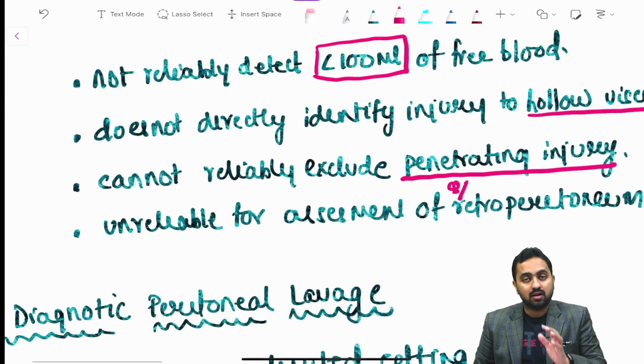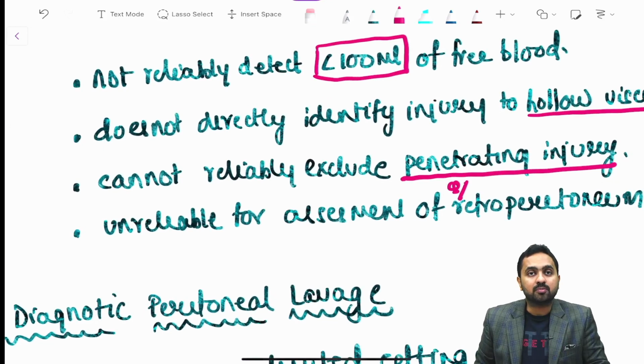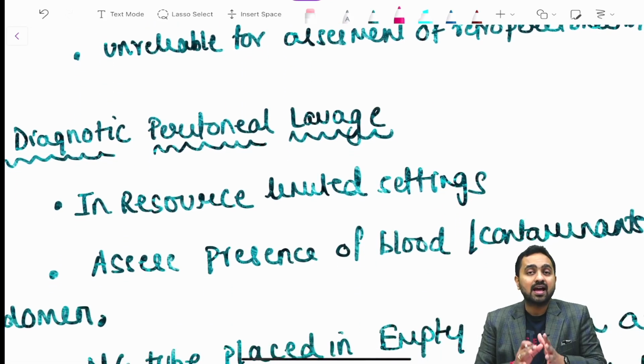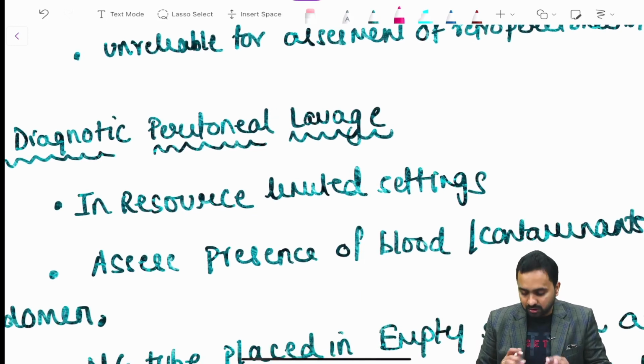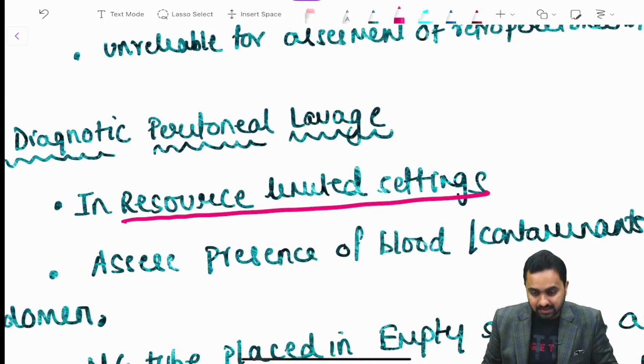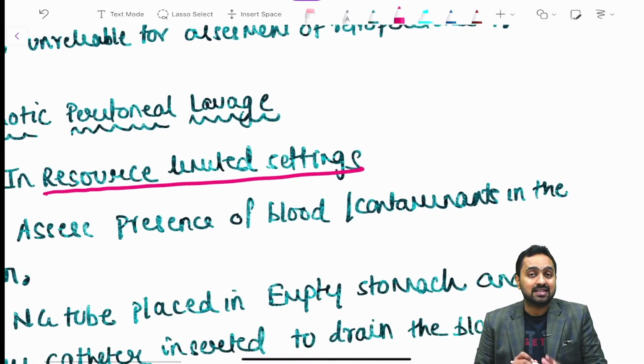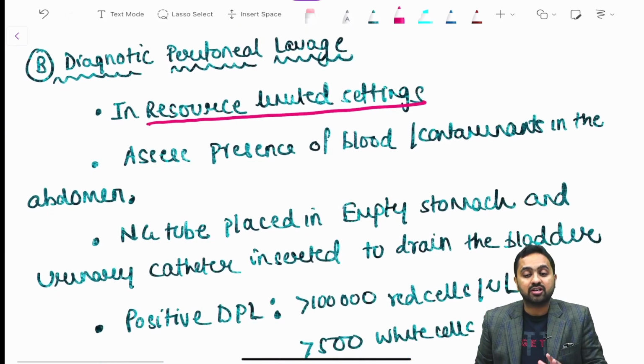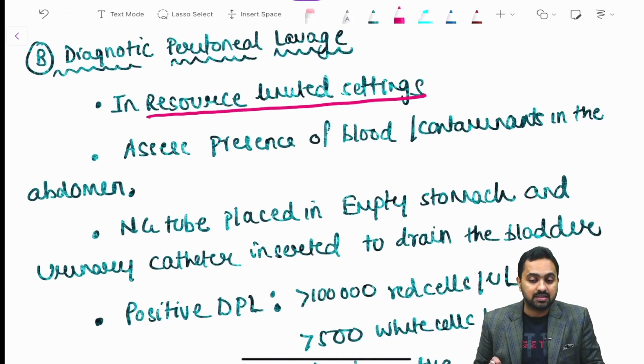Right. Now another imaging modality important in abdominal trauma is diagnostic peritoneal lavage. Now this is not used in modern-day great setups, it is only used in resource-limited settings. It assesses the presence of blood or contaminants in the bowel. A nasogastric tube is placed to empty the stomach and a urinary catheter is inserted to drain the bladder.